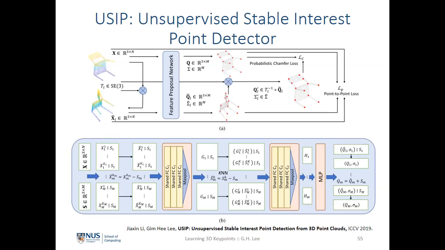I'll talk about what sigma is later. Sigma is just the uncertainty, and it acts the same as the attention that we saw earlier. When it's rotated or transformed, I would have another set of key points, Q tilde. When you undo this Q tilde via T inverse over here, then the two sets of key points should match up. This means that it can be fully self-supervised.